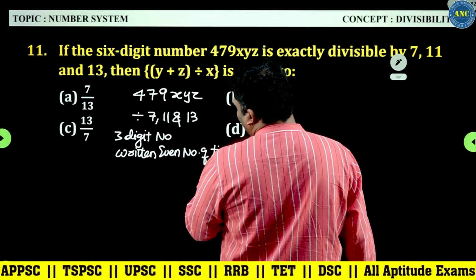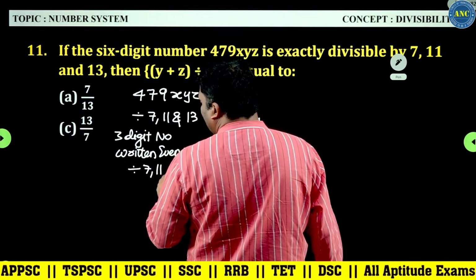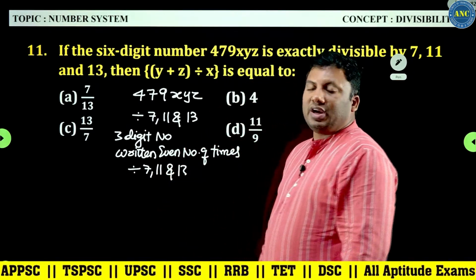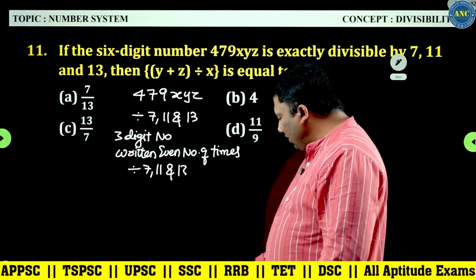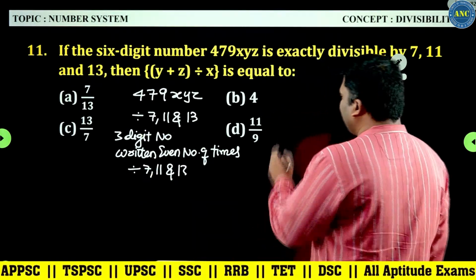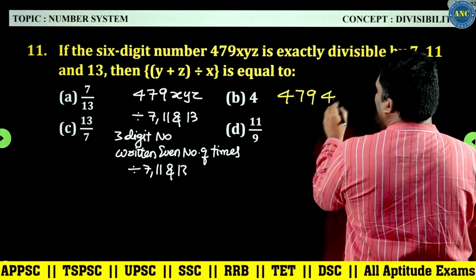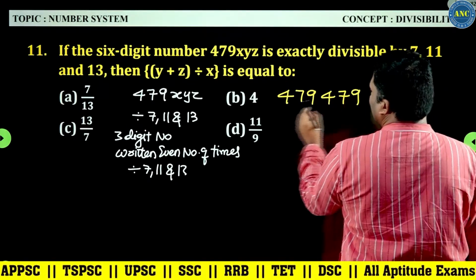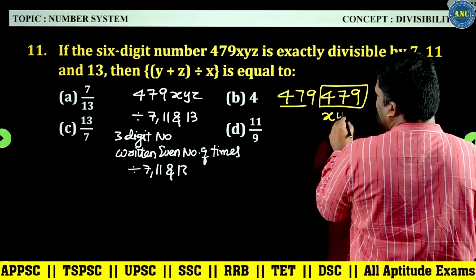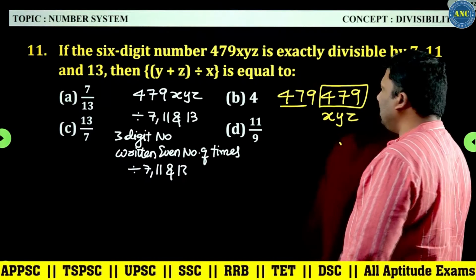is always divisible by 7, 11 and 13. 479 is already given. That means the 3-digit number is written once and it is twice. That means XYZ is 479: X is 4, Y is 7 and Z is 9.